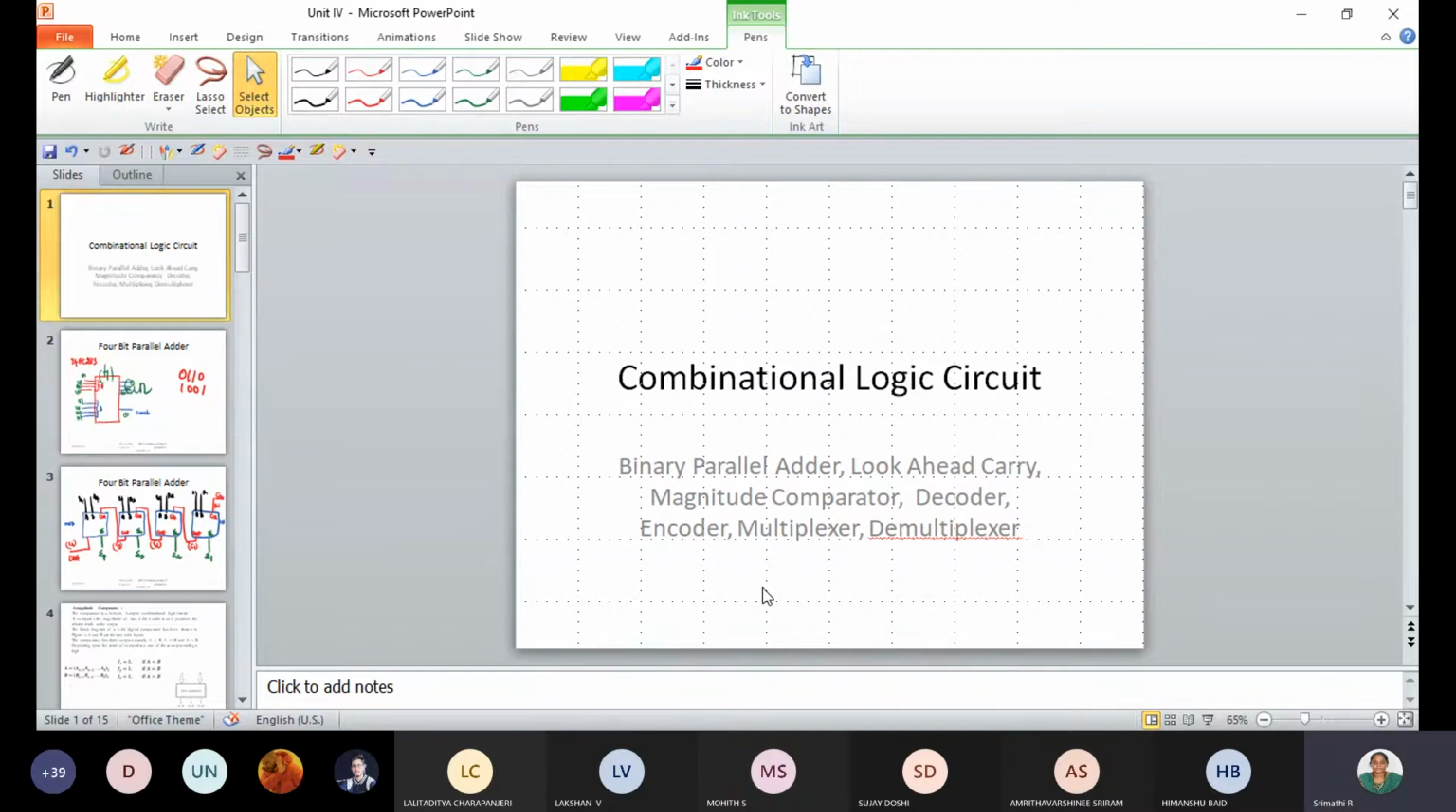I repeat, this is unit number 4. From the beginning, this is the syllabus for unit number 4, combinational logic circuit: binary parallel adder, look ahead carry, magnitude comparator, decoder, encoder, multiplexer and demultiplexer are the topics to be covered in combinational logic circuit part 2, which is under unit 4.